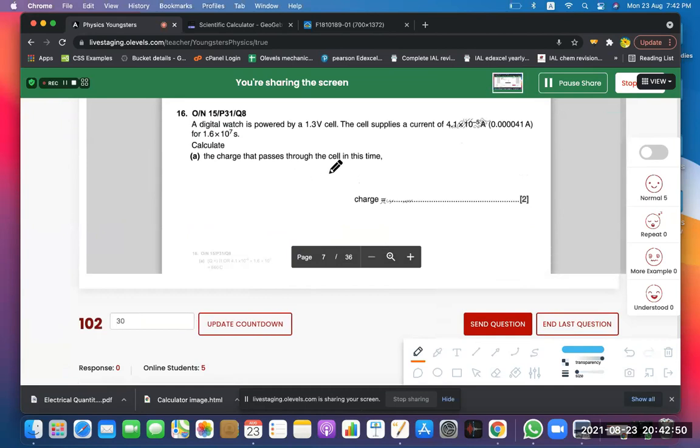Yes, I hope you can see it. Look, we have the current here. We have the time here. And we have to find the charge Q. So we have to find charge Q, and we know the formula is Q is equals to IT. Or you can write I multiplied by T. That's the same. You have I already in the question in amperes and the time in seconds. You already have this information. You just have to input these values in your calculator.